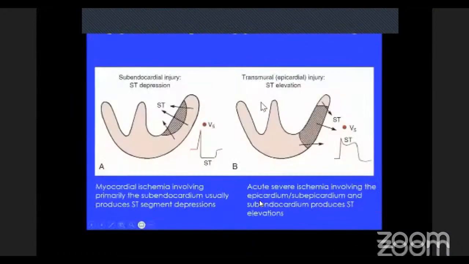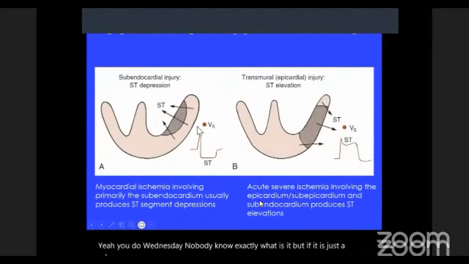Yeah, to be honest, nobody knows exactly what it is, but if it is just ischemia or subendocardial infarction, the wave of the current usually moves to that area, and this is healthy tissue. If the lead is there, it will just show ST segment depression. If the whole area is infarcted, what we see is what is happening on the other side, which will present as ST segment elevation.